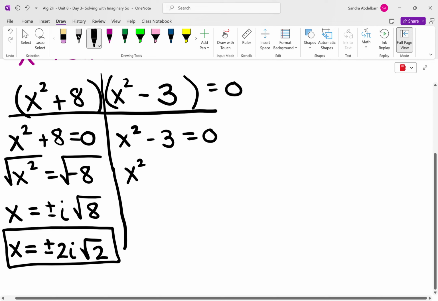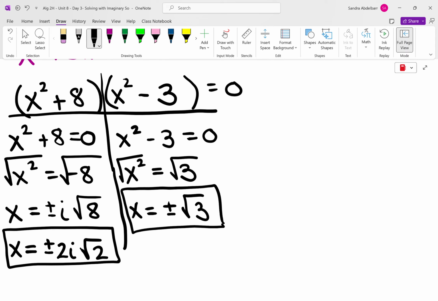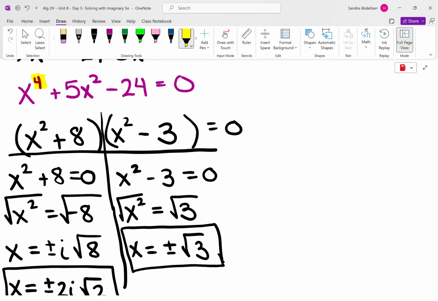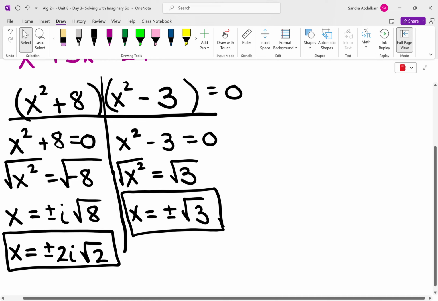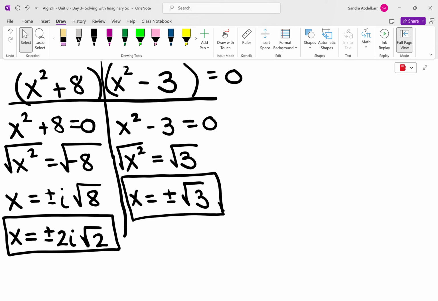On the other side, we have x squared is equal to 3. Square root both sides. X will equal plus or minus root 3. Do we all agree that this was a degree of 4? The equation had a degree of 4. What does that degree of 4 tell us? We're going to have 4 what? We're going to have 4 solutions. Do we have 4 solutions? Yes, every positive counts as 1, every negative counts as 1. So we have 4 solutions.